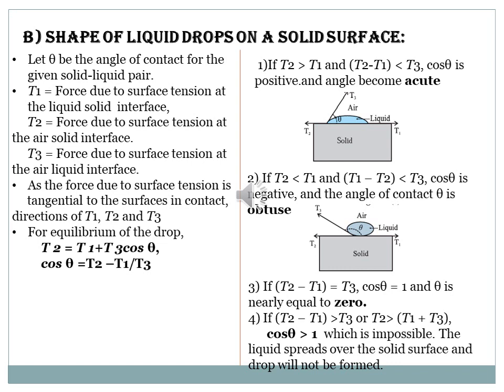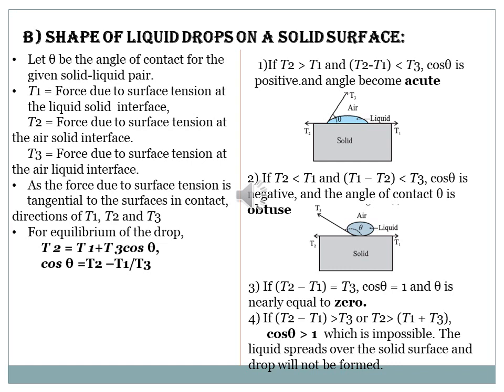What will cos theta be then? T1 will move to the other side, so that becomes T2 minus T1, and T3 goes down in the denominator. So you get the value of cos theta as T2 minus T1 upon T3. So this is cos theta. Alright, depending on the values of T1, T2 and T3, you will get an angle that is either acute, obtuse, 90 or 0, which we are going to see.